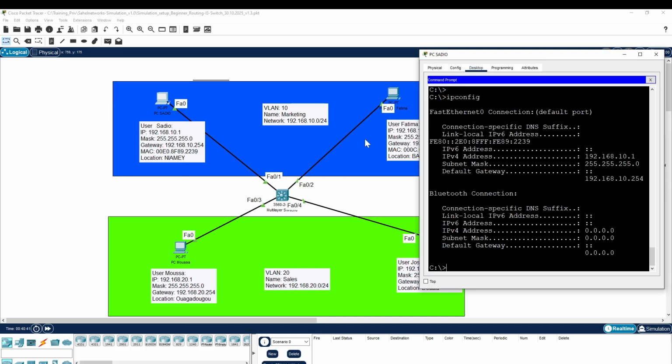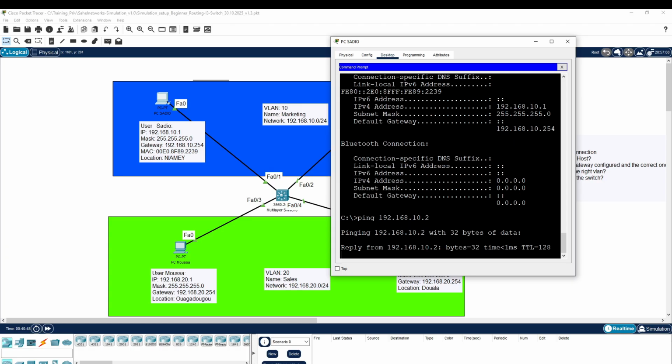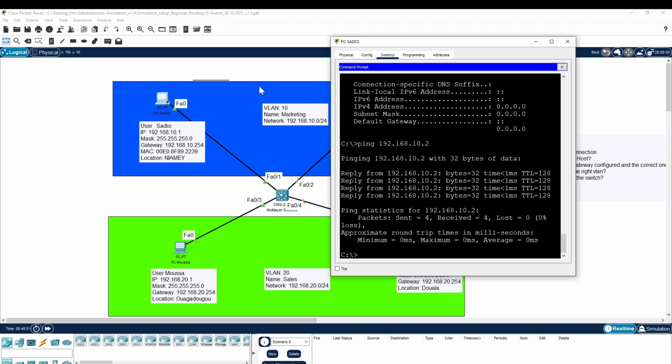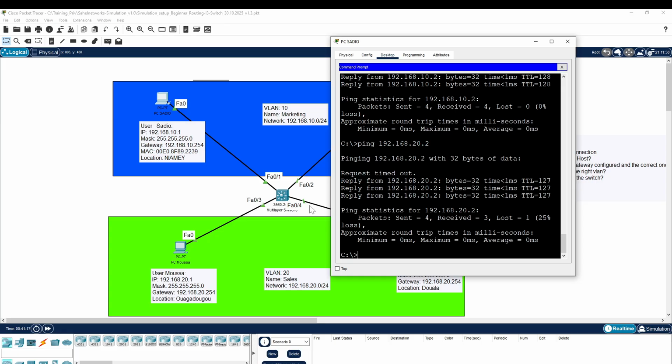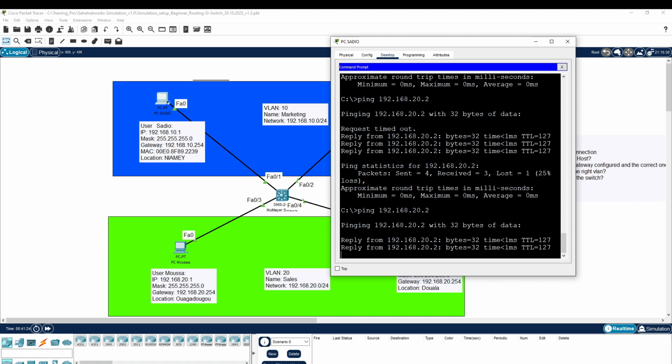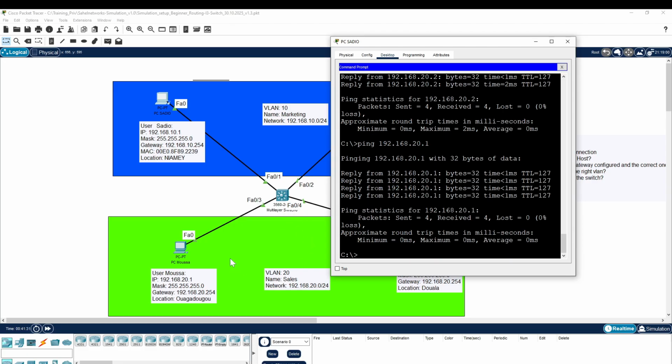Okay. Now, can Sadio ping Fatima? Can Sadio reach Fatima? The answer is yes. This means the problem that was existing inside the VLAN is no more there. The issue is fixed. But the final goal is that the user from the blue VLAN should be able to reach the user in the green VLAN. Is that possible now? The answer should be yes, if in the green VLAN everything is set as it should be. You see here, it's reachable, meaning I can reach Josiane, I can reach Musa in the green VLAN. Inter-VLAN routing is working now, meaning problem fixed.